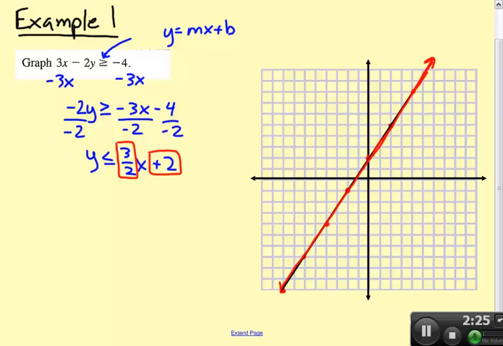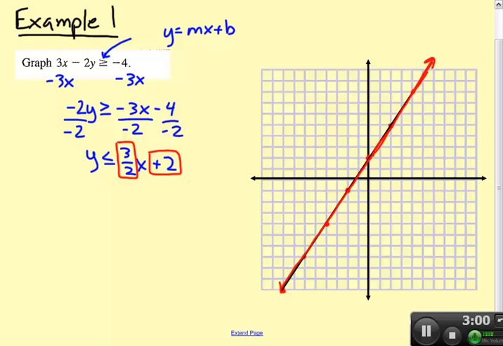Now, the only thing different between graphing a linear equation as opposed to graphing a linear inequality is just that now we have to shade, because the solutions are not just the points that show up on the line. Remember, a graph is a picture of all of the solutions to an equation or an inequality. But with an inequality, the solutions are not just on the line. It's a whole sector.